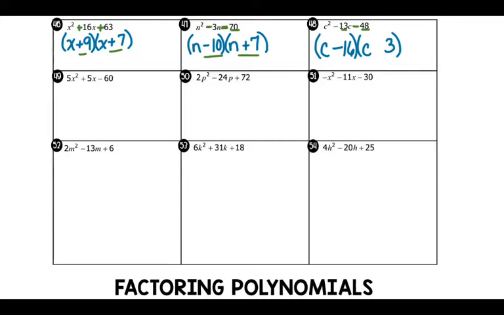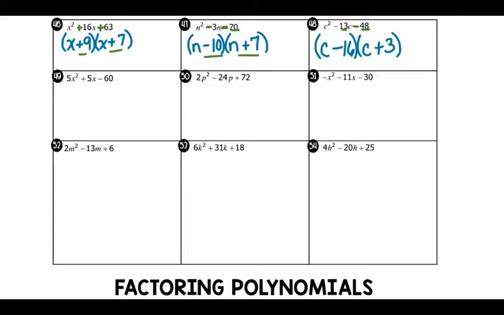And then on the signs, to get a -48, they got to be different. One has to be positive, one has to be negative. So then I look and say, okay, that's a -13. So this 16 is what's got to be negative, okay? All right.